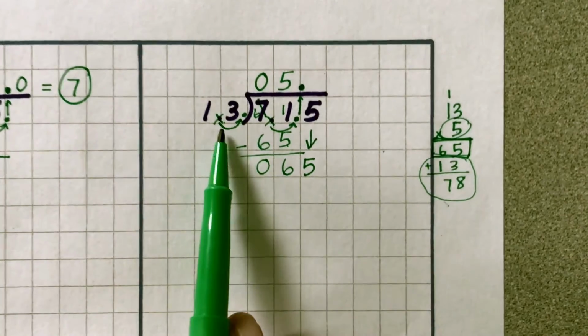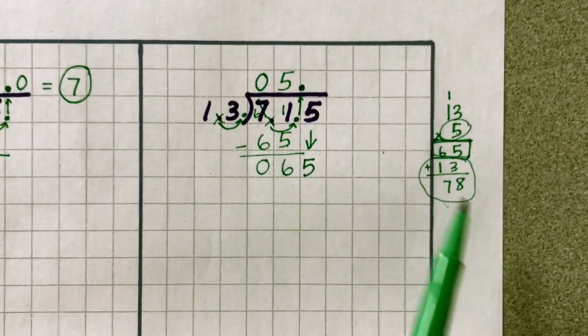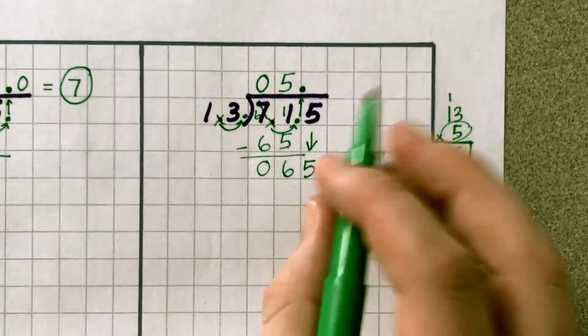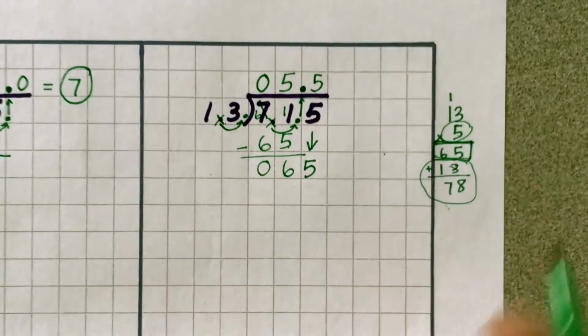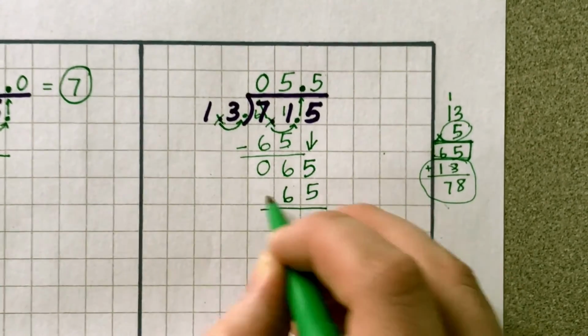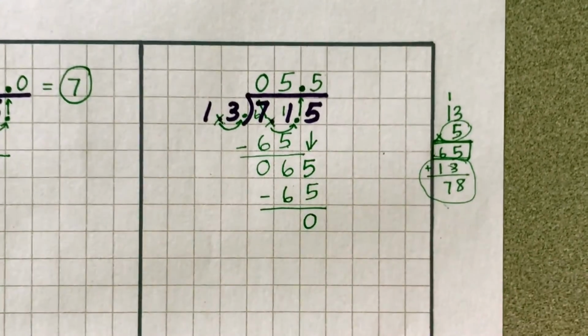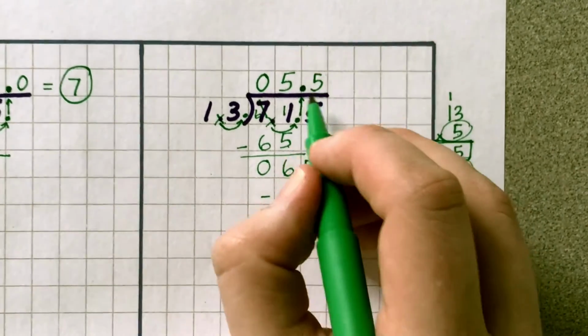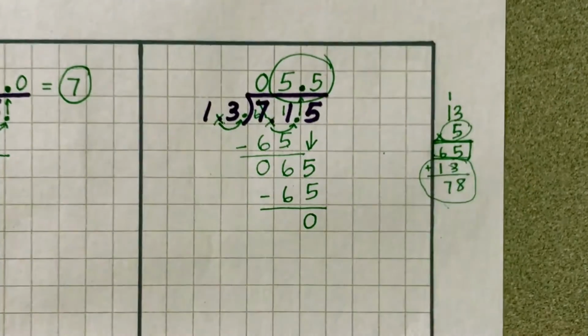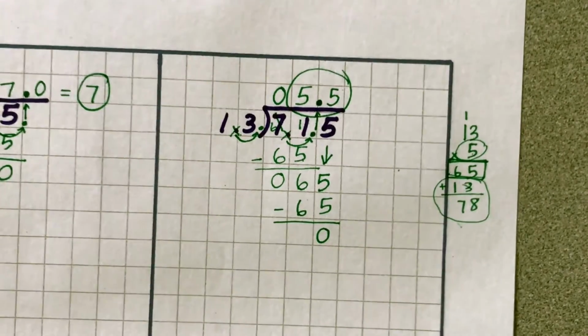Now we have 65. Can 13 go into 65? Well, luckily we just figured out that it can, and it goes in exactly 5 times. So we're going to put 5 up here. 13 times 5 is 65. Subtract, and we get no remainder. So our answer here, since we've already brought our decimal point up, we can just circle our answer. We know our answer is 5.5.